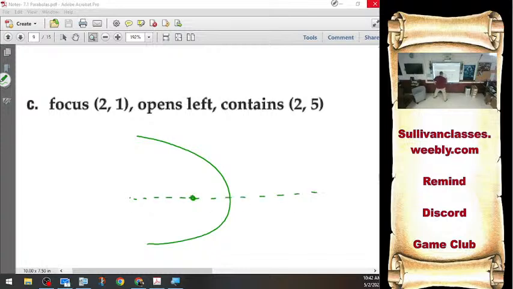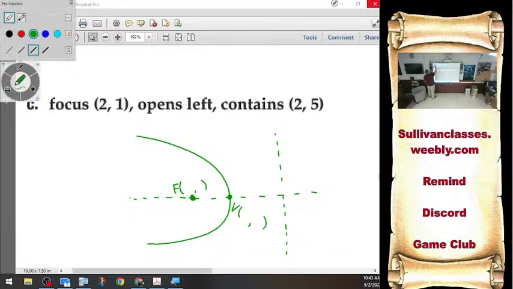With a focus here, a vertex here, a directrix here. This is very not drawn to scale. That's okay. Not drawn to scale.